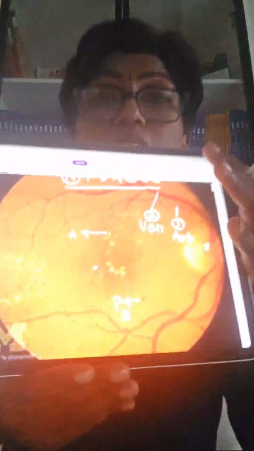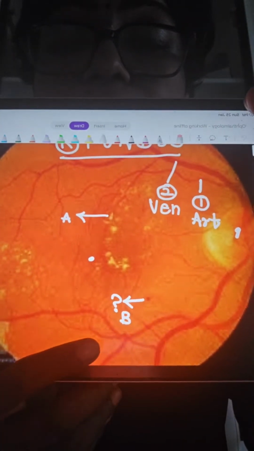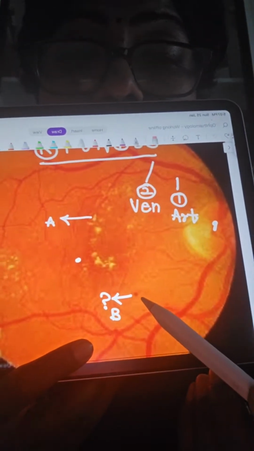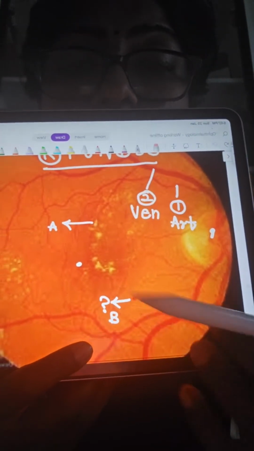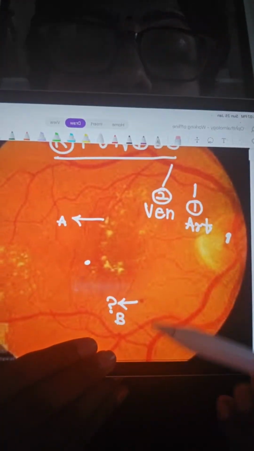All right, so this red dot is what I'm asking you. So this red dot, yes, very good, Satyam. It could be a dot blot hemorrhage or a microaneurysm, which will be clearly distinguished when we look at the fundus fluorescein angiography.